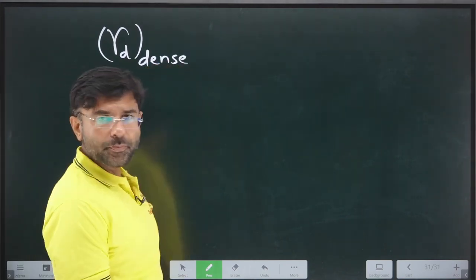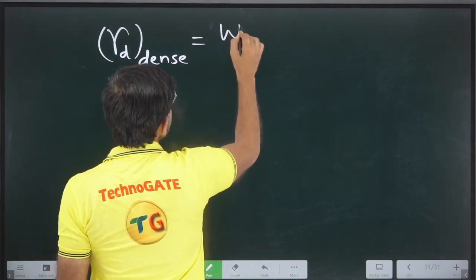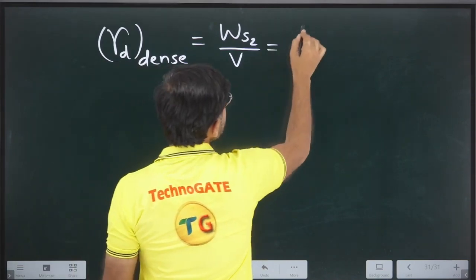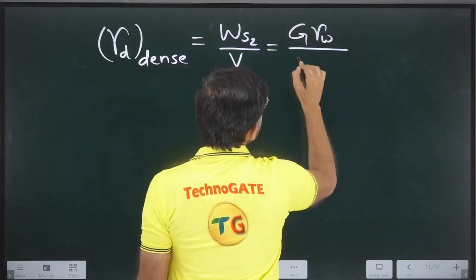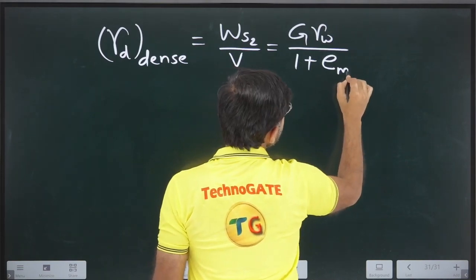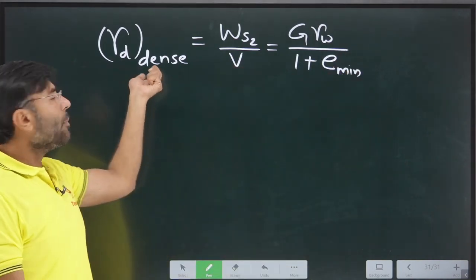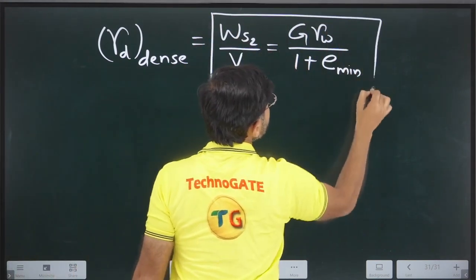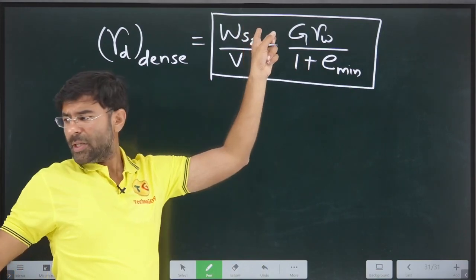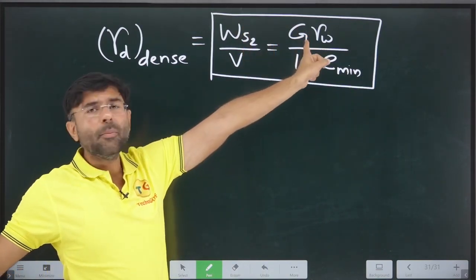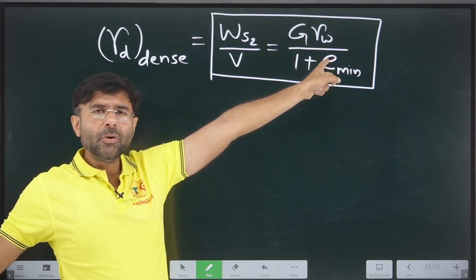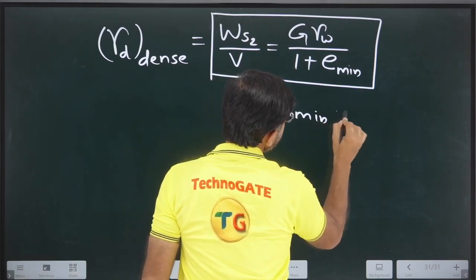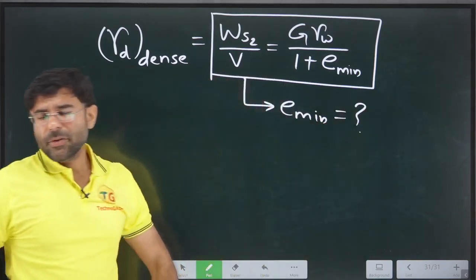dense condition, and it will become Ws2 upon V, and I can write this as G gamma W upon 1 plus e, and this e will now become e minimum because my soil was in the densest state. So from this expression, I am having weight of the soil, I am having volume of the soil, I already know the value of G, I know the value of gamma W, so the value of e minimum can be calculated.